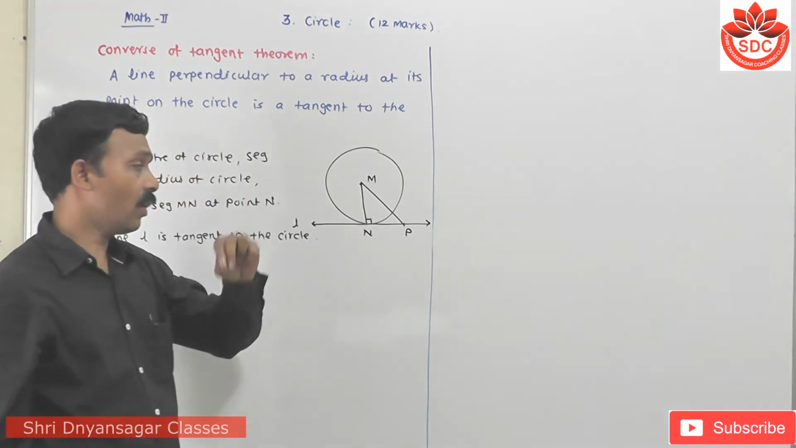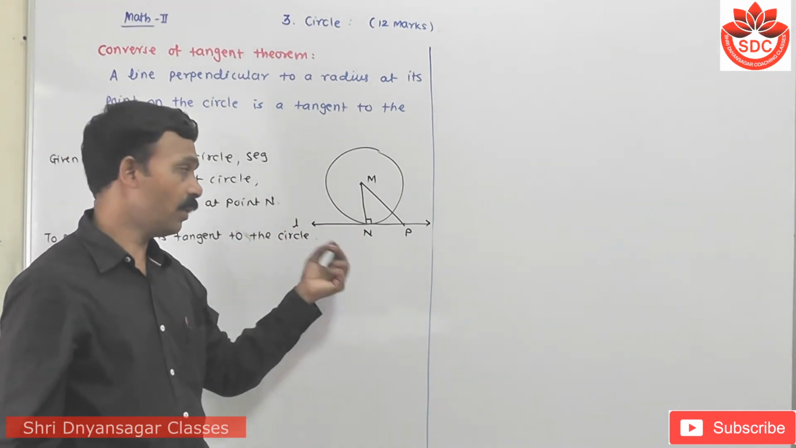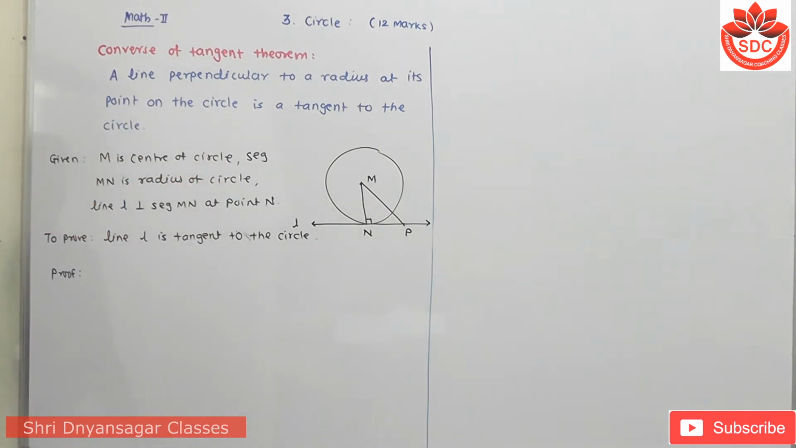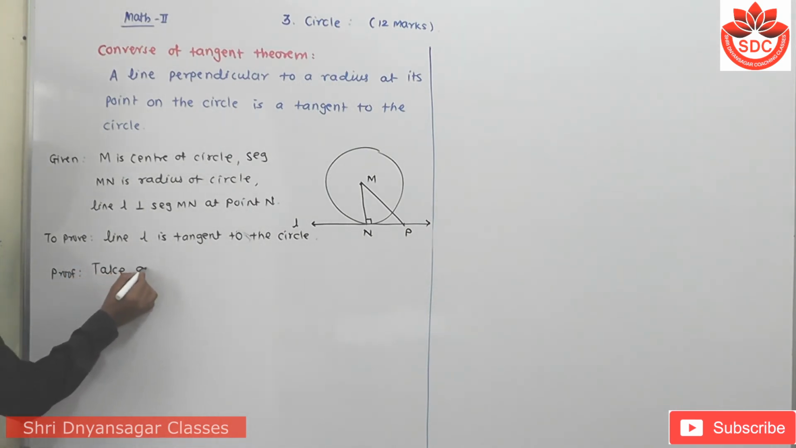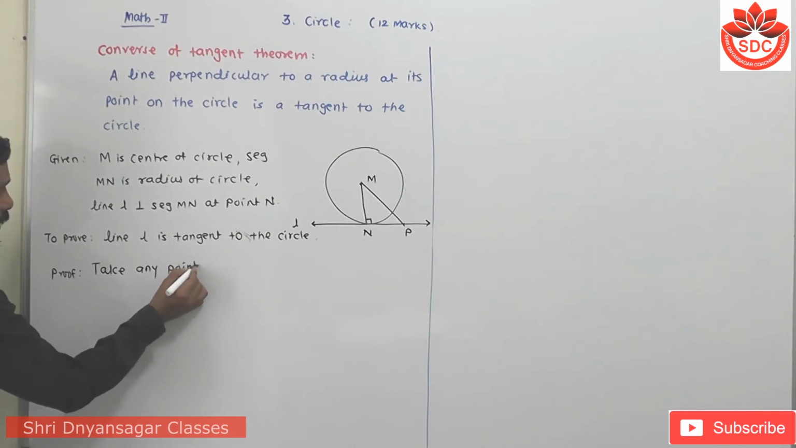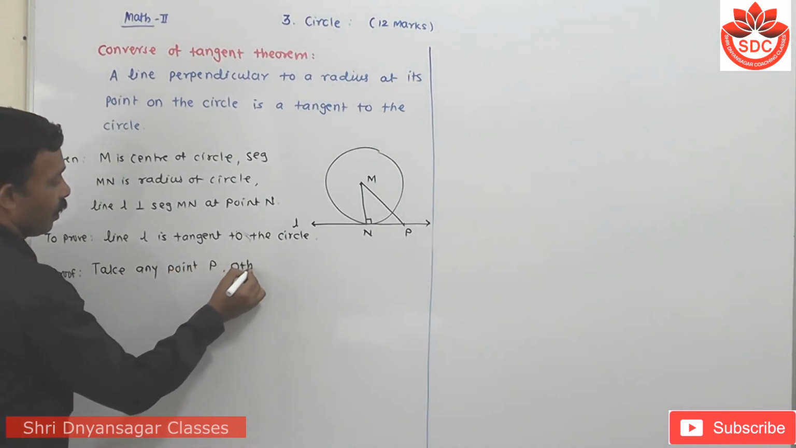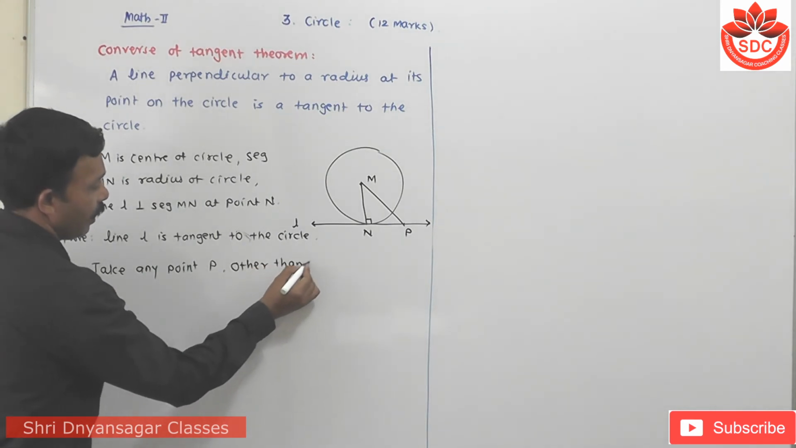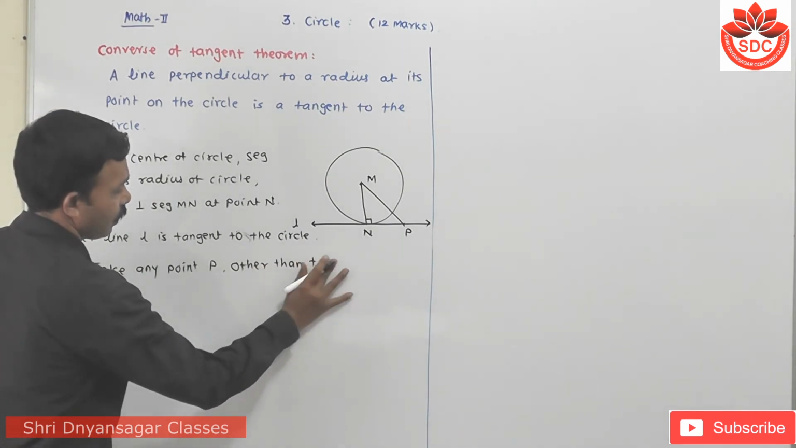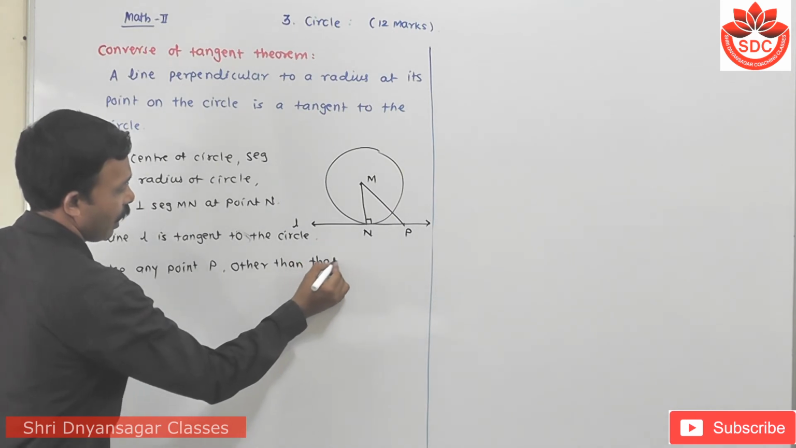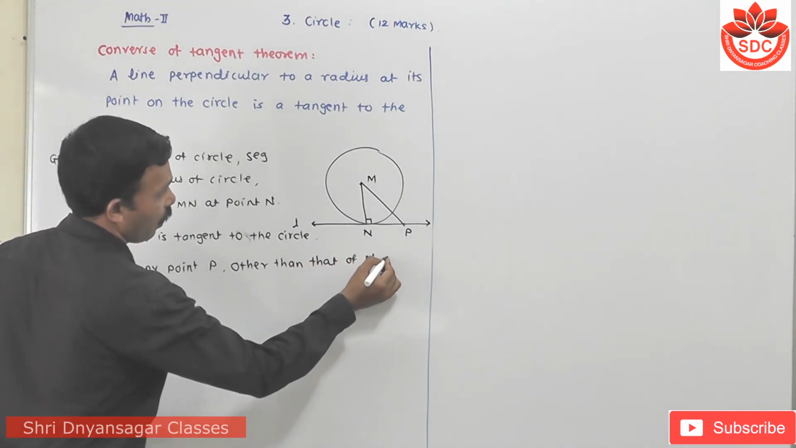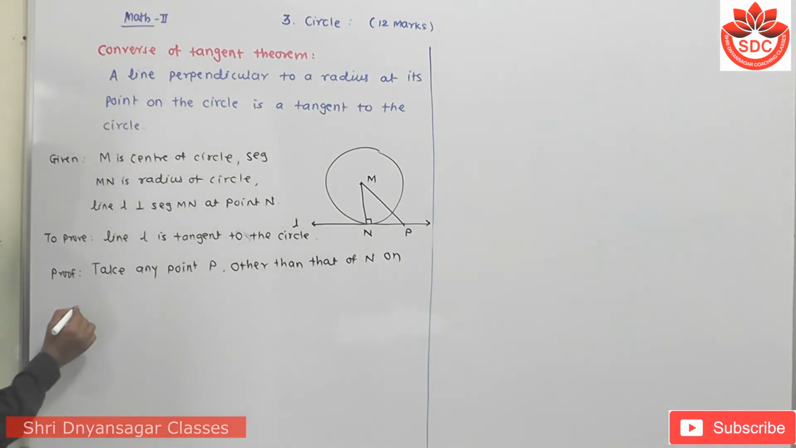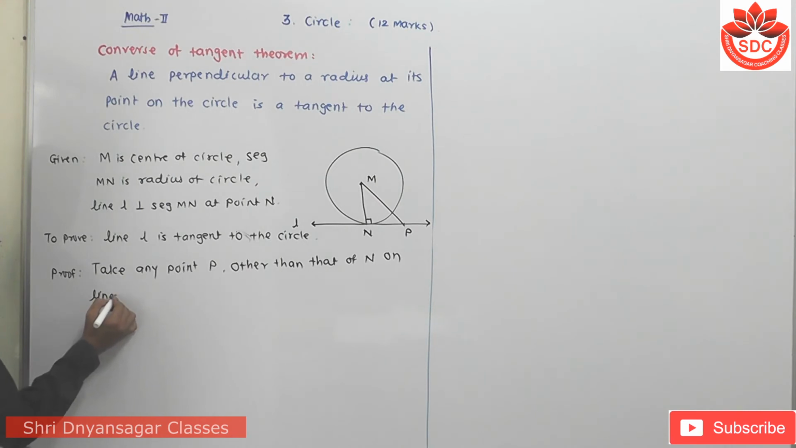So that we can draw one and only one tangent to this circle. We have to write all this in such a way that first we have to take any point P other than N on line L.